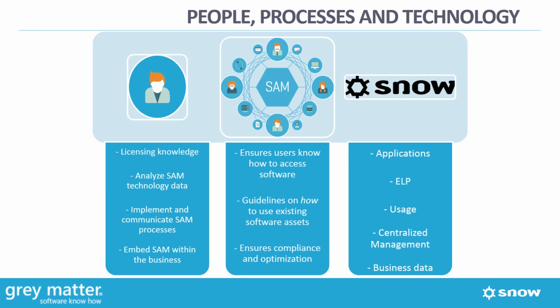So within Snow, for example, you have transparency on all of the applications installed throughout your estate, from the desktop, but also the data center and the virtualized environment. We can easily and quickly generate an effective license position, which, Lewis, is something people can do pretty much straight out of the box once they add all of their entitlement data.